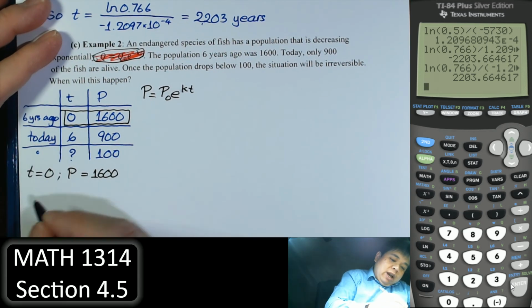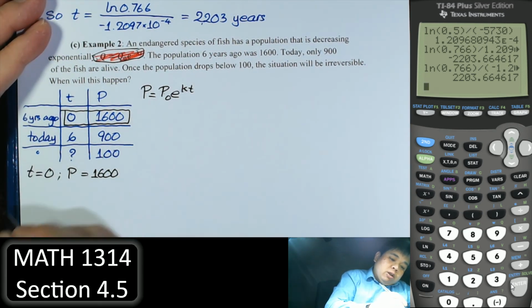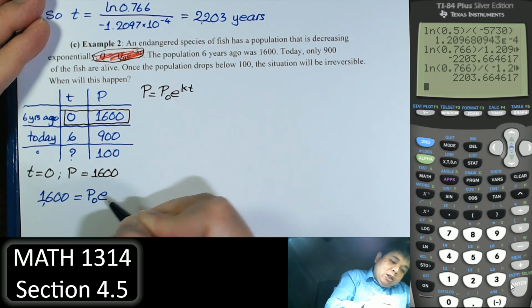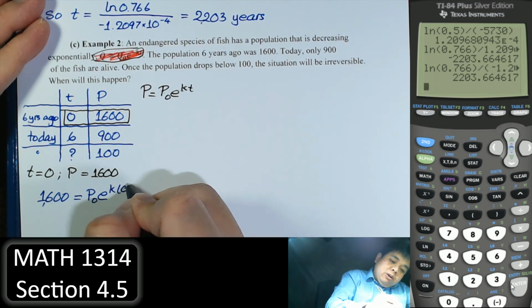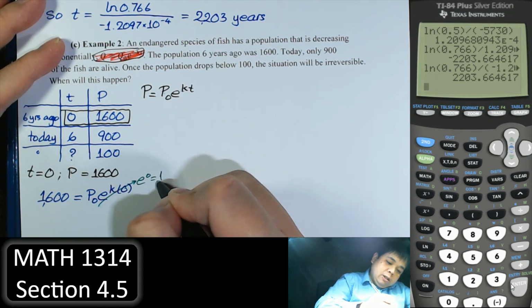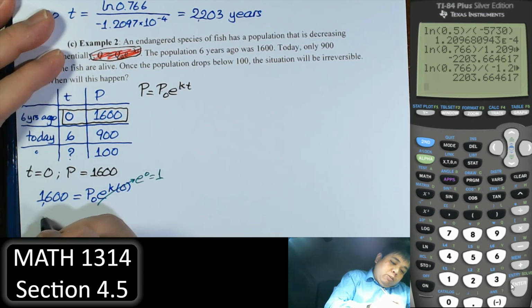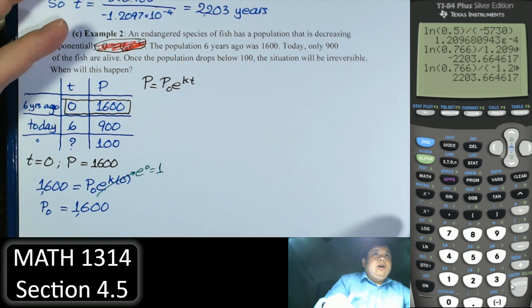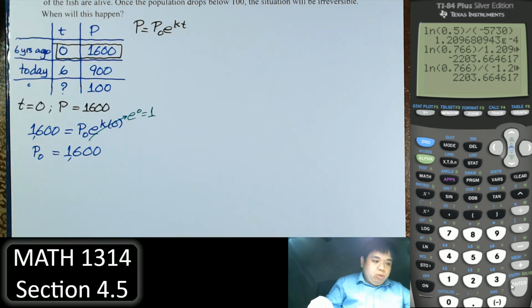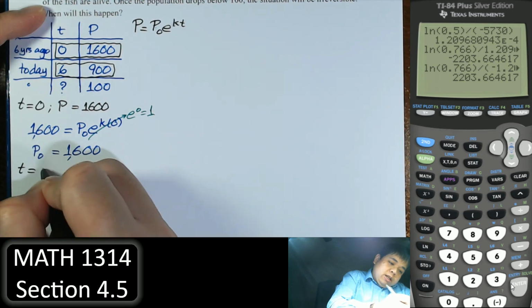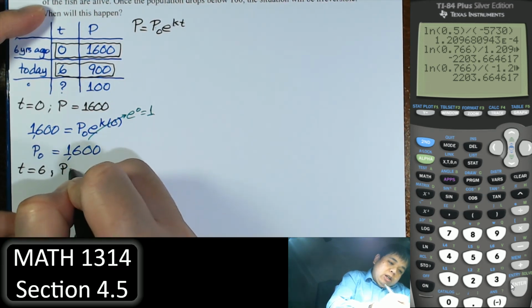Right, so now we have put everything we know in that formula. 1600 equal to P naught e to the k times time 0, e to the 0 power is 1. So P naught is 1600. Right. So we use one set of data. Next, use this set. When t equal to 6, the population is 900.